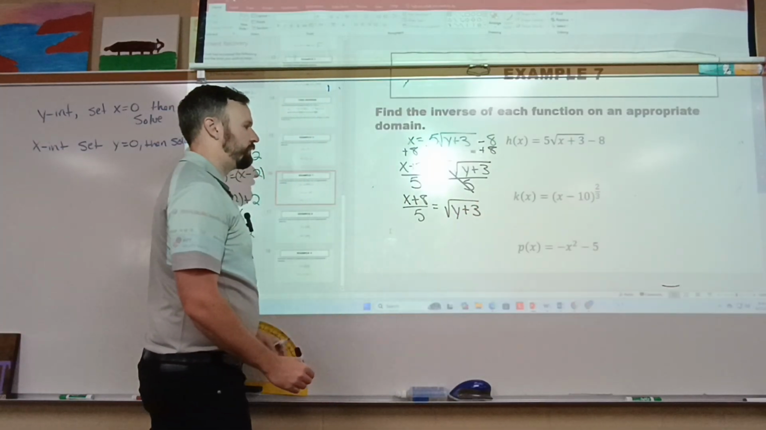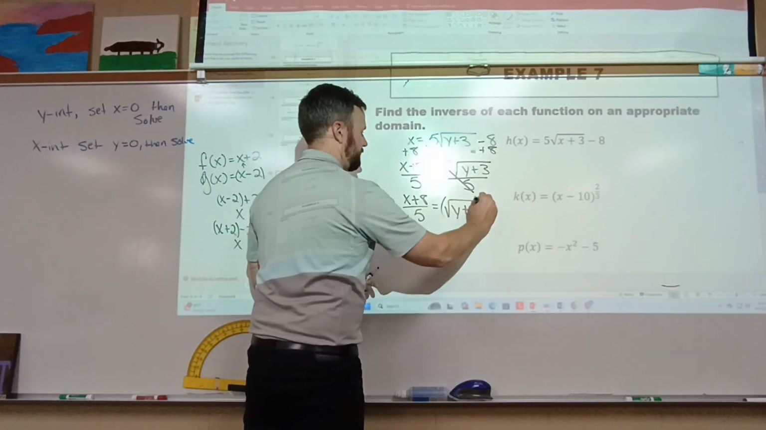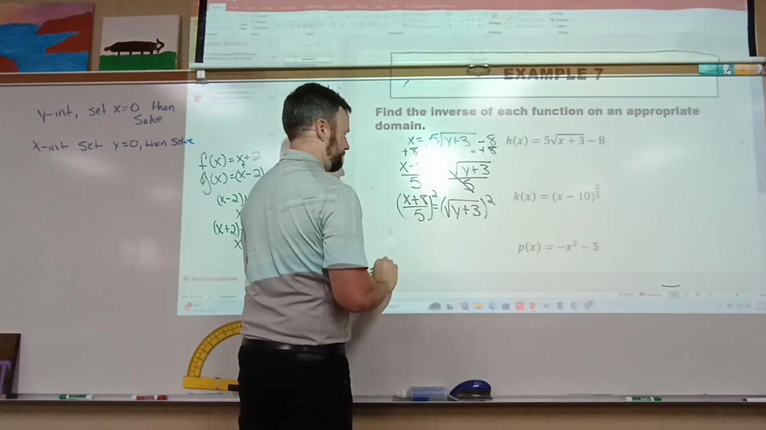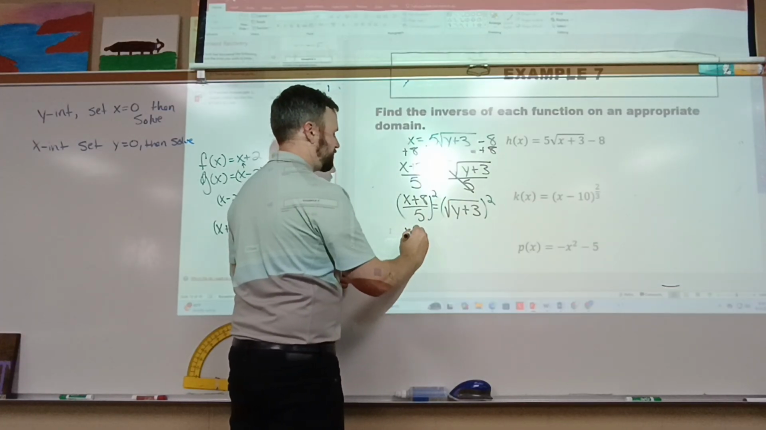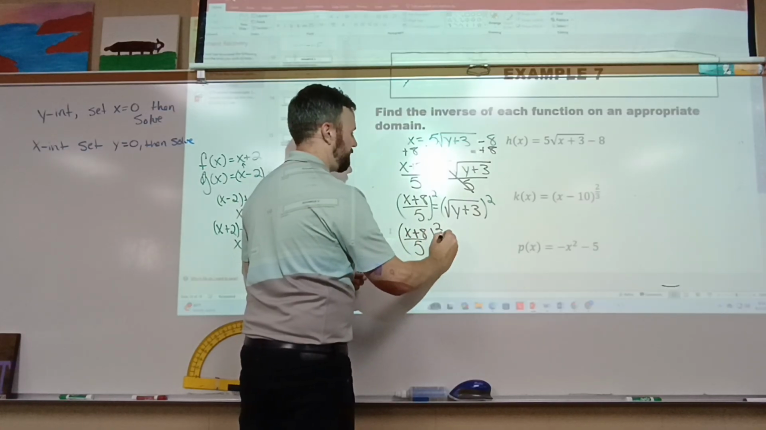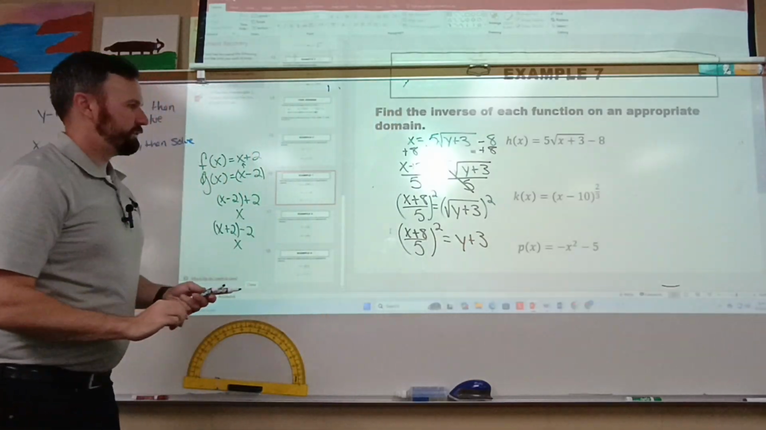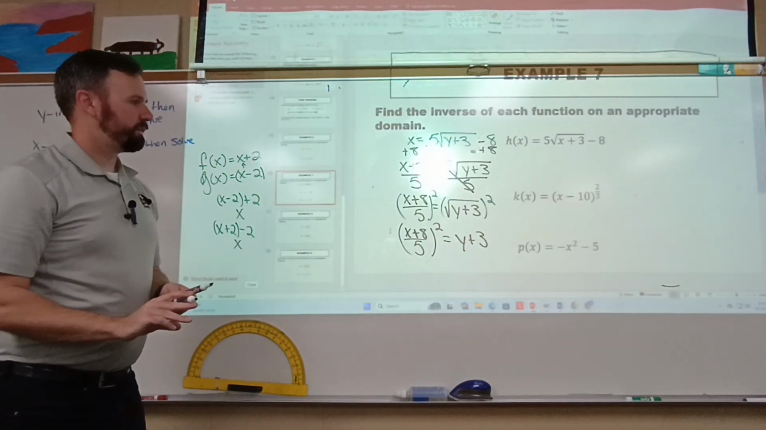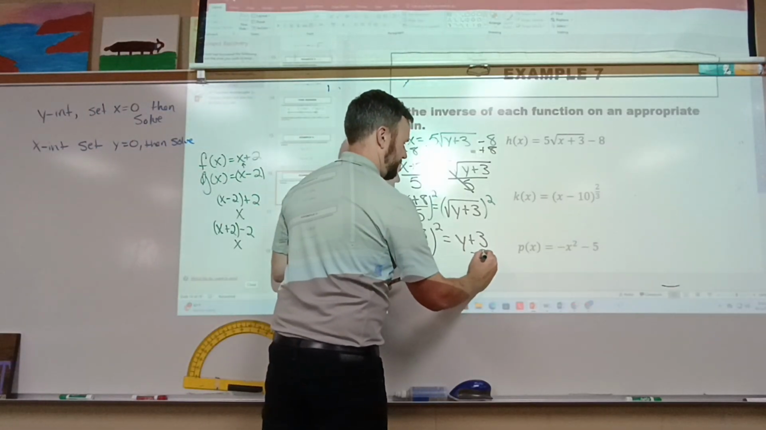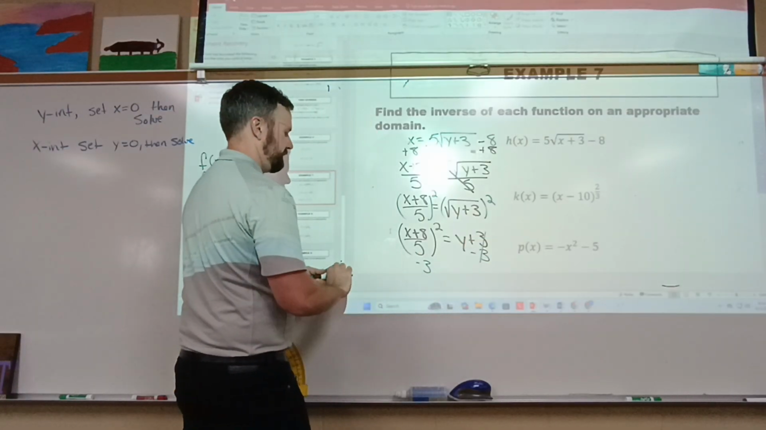How do you get rid of a square root? Square it. It's just going to look messy. You know what? Life's messy. We just got to figure it out. That's my Bob Ross moment for you guys. How do you get rid of that plus 3? Subtract it. There you go.